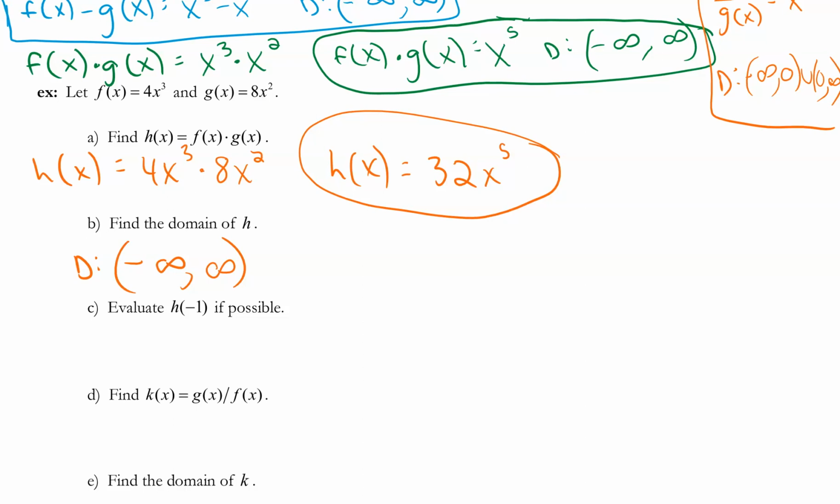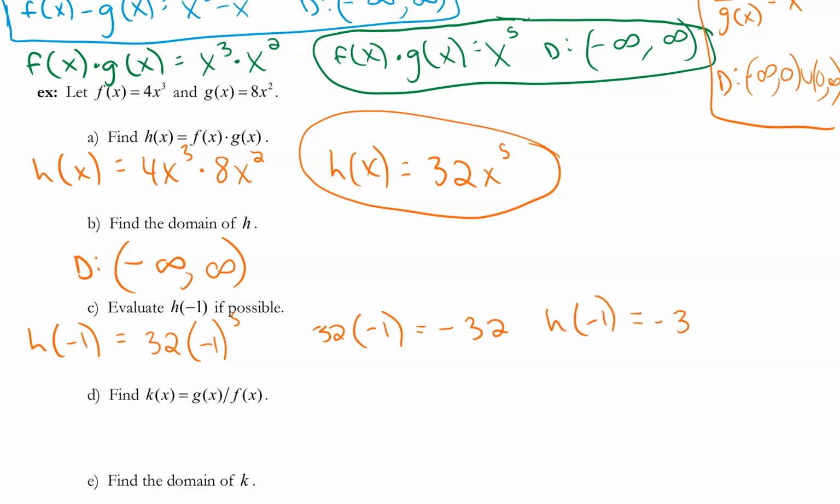Evaluate h of negative 1 if possible. Well, h of negative 1, 32 times negative 1 to the fifth. Negative 1 to the fifth power is just negative 1. So 32 times negative 1 is negative 32. So h of negative 1 equals negative 32.